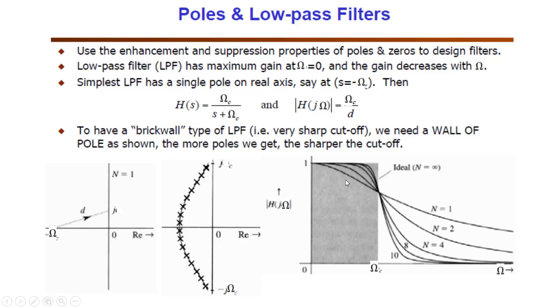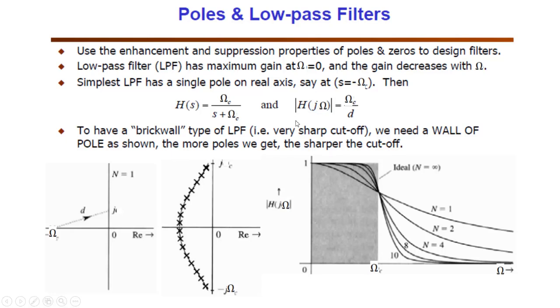So that means this straight line curve corresponds to a single pole. Now, if you keep on increasing the poles, the complex poles will be with the same angular spacing, and when you go on increasing, you will be getting a sinusoidal decay. So that means the filter will have a sharper roll off and will go more towards the brick wall filter. To have a complete brick wall type of low pass filter, that is a very sharp cutoff, we need a wall of poles as shown in the figure. The more poles we get, the sharper the cutoff. So that's what is explained here.